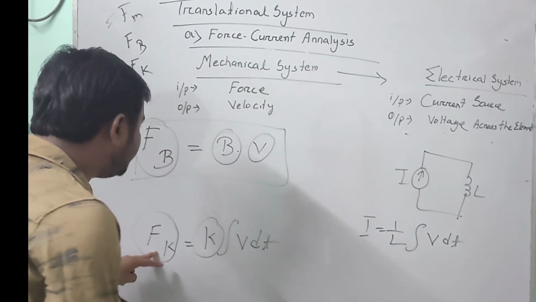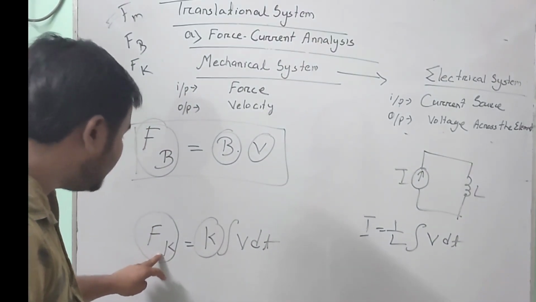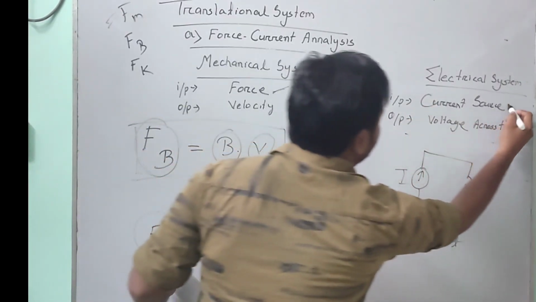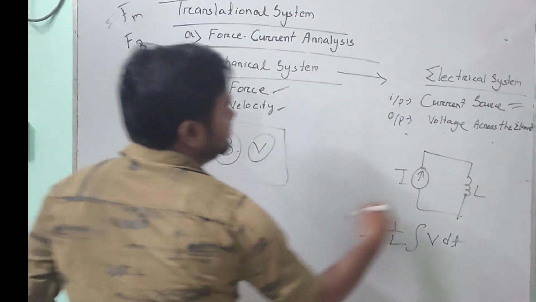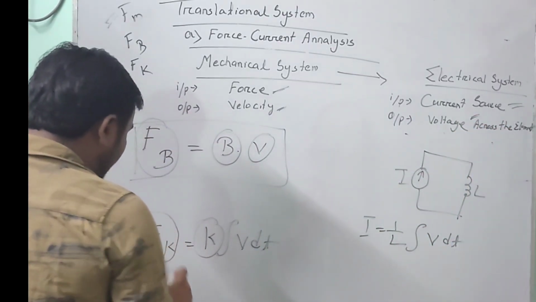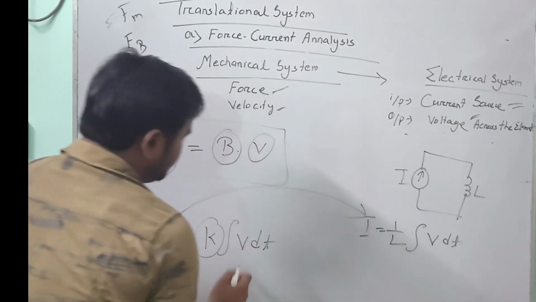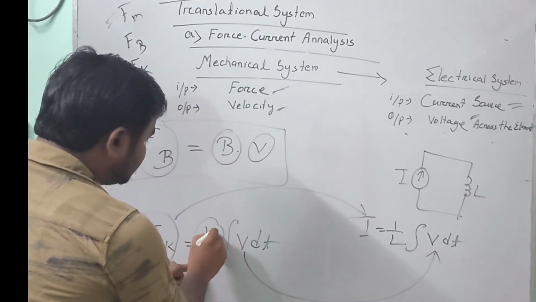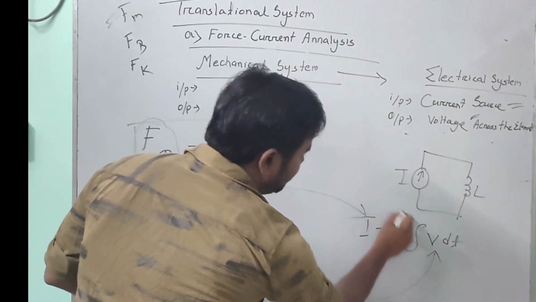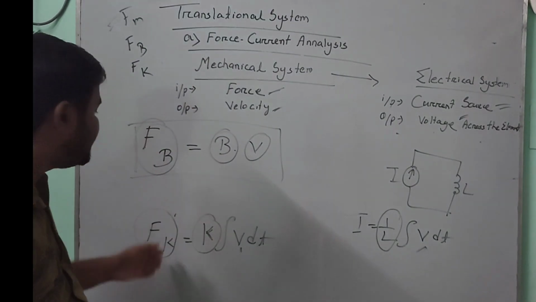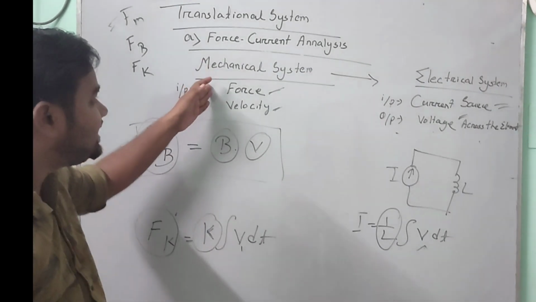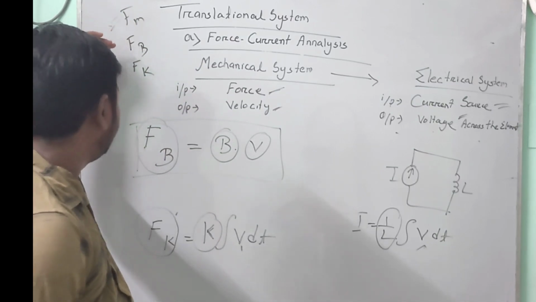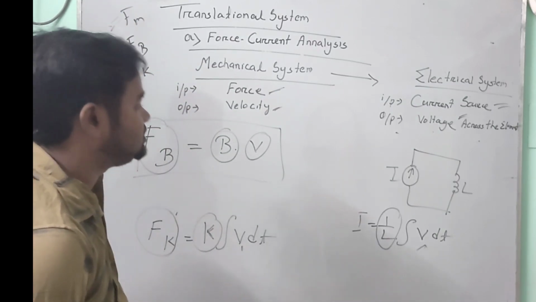That means F of k, the force due to spring constant k, is converted into the current source. The force is converted into the current source and the output velocity is converted into output voltage. That means F of k is converted into I, V is converted into voltage V, and k, the spring constant, is converted into 1 by L. Here we have completed the three transformations from the mechanical system to the electrical system: the force due to mass, friction and spring constant.